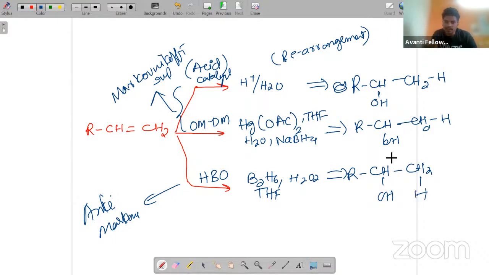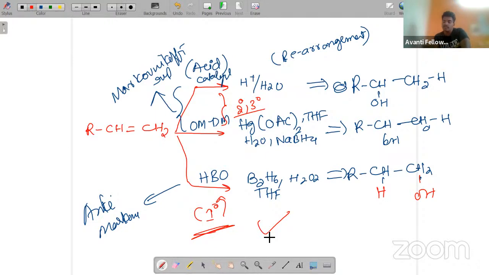Sorry, this is wrong. I wrote the last product wrongly. Now here it will be hydrogen and here it will be OH. Usually primary alcohols are favored for HBO, and tertiary and secondary are favored for OMDM. Both of those involve secondary and tertiary carbocation. Here the primary one will be favored more. I hope you understand this.